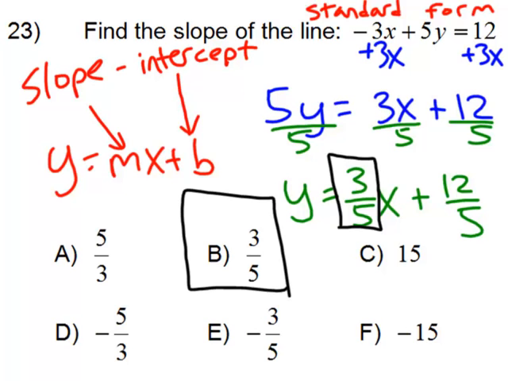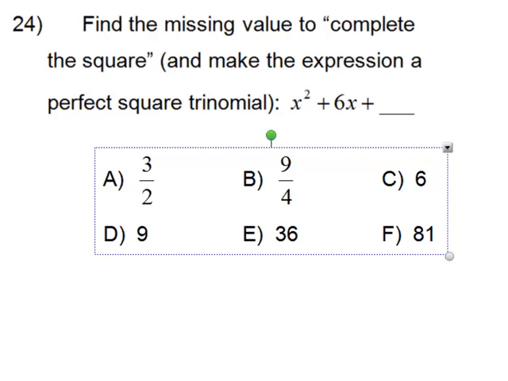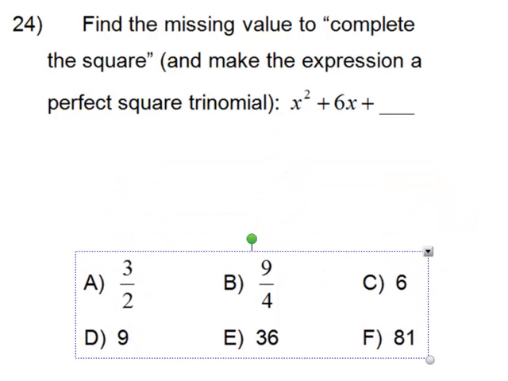All right, next question, 24. Find the missing value to complete the square and make the expression a perfect square trinomial. So this is basically just a quick check to see if you recall the completing the square process. We are not going to fully work out the solution to a quadratic equation. We're just asked, what do I need to add to this expression to make it a perfect square trinomial? So let me get these out of the way.